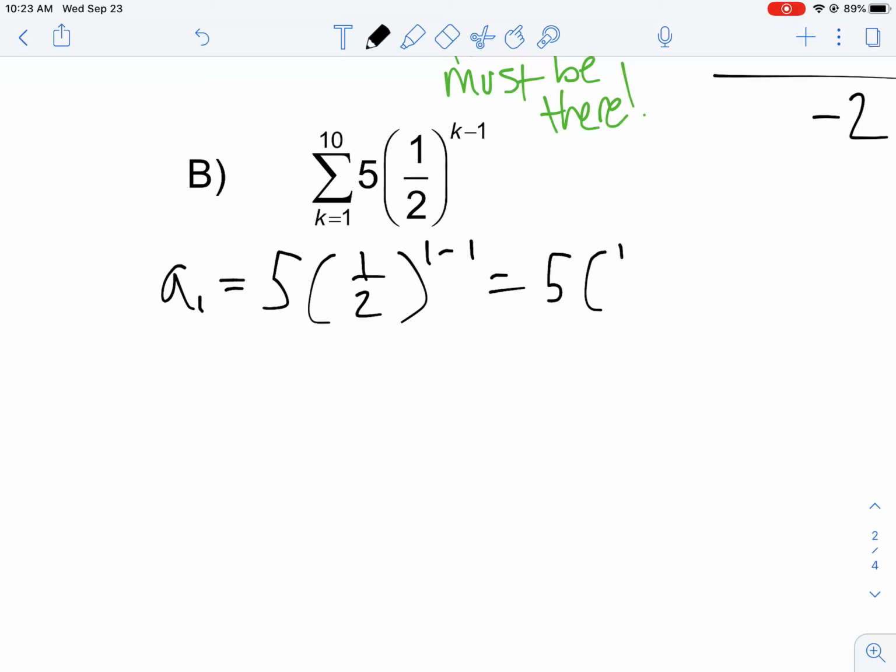So 5 times 1 half, 1 minus 1 is 0. Anything to the 0th power is 1. So our first term is 5, because 1 times 5 is 5. Alright, then we move on to our common ratio.